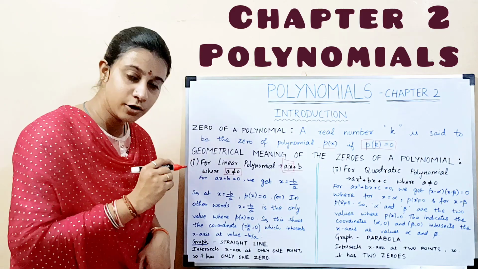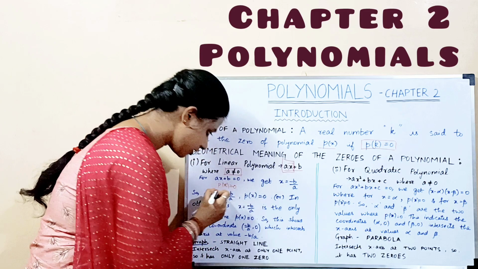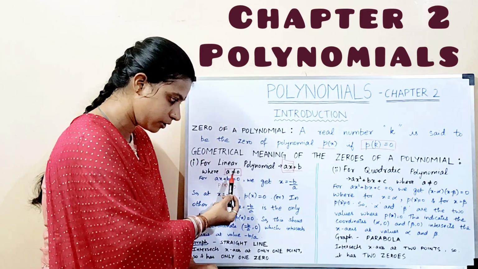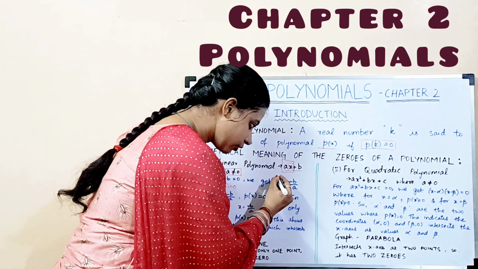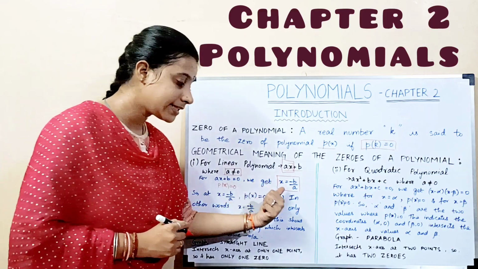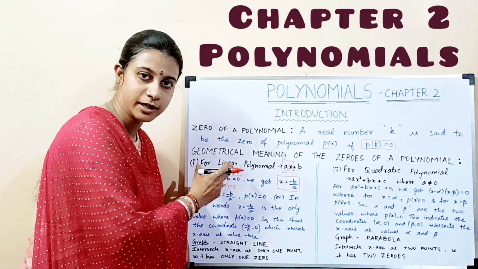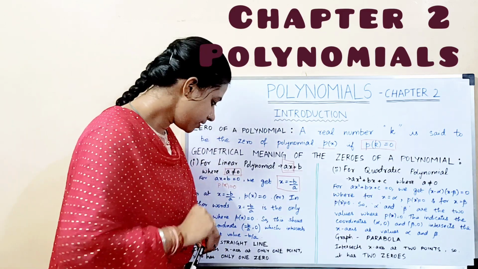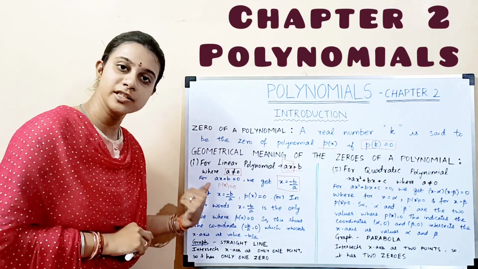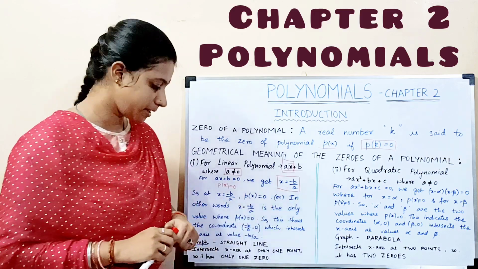For getting 0, that is p of x equal to 0, we are just equating the general form of this linear polynomial to 0, that is ax plus b equal to 0. We get x is equal to minus b by a. In this case, x equal to minus b by a is the only value where this polynomial will become 0. Or in other words, we can also say that this linear polynomial becomes 0 only for the value x equal to minus b by a.